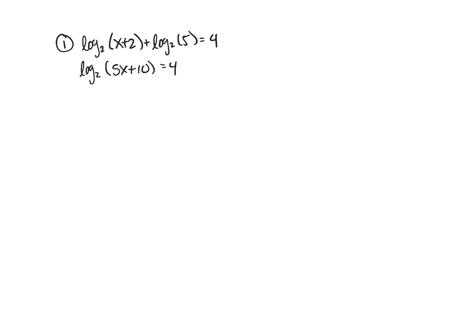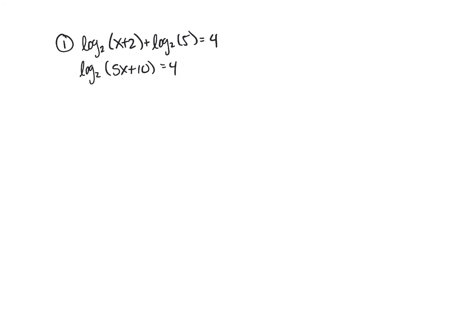So let's get started. Problem number 1, that is log base 2 of x plus 2 plus log base 2 of 5 is equal to 4. So for this problem, we have two logs of the same base being added together. So we're going to multiply their arguments and get log base 2 of 5x plus 10 is equal to 4.